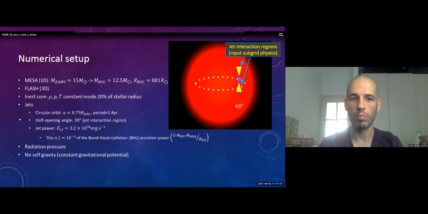The jets have a half opening angle of 30 degrees for the jet interaction regions. This is not the original jets, but the regions of interaction. In any case, we cannot resolve the jets, and we model them by some subgrid physics. The jet power is determined by a factor zeta of the Bondi-Hoyle-Littleton accretion power. I will have more to say about that later. For the simulation I'm about to show you, we use zeta equals 10 to the minus 5. We include radiation pressure, but not self-gravity. There is only the potential of the red supergiant, and it is held fixed. Without jets, the star would be in hydrostatic equilibrium.